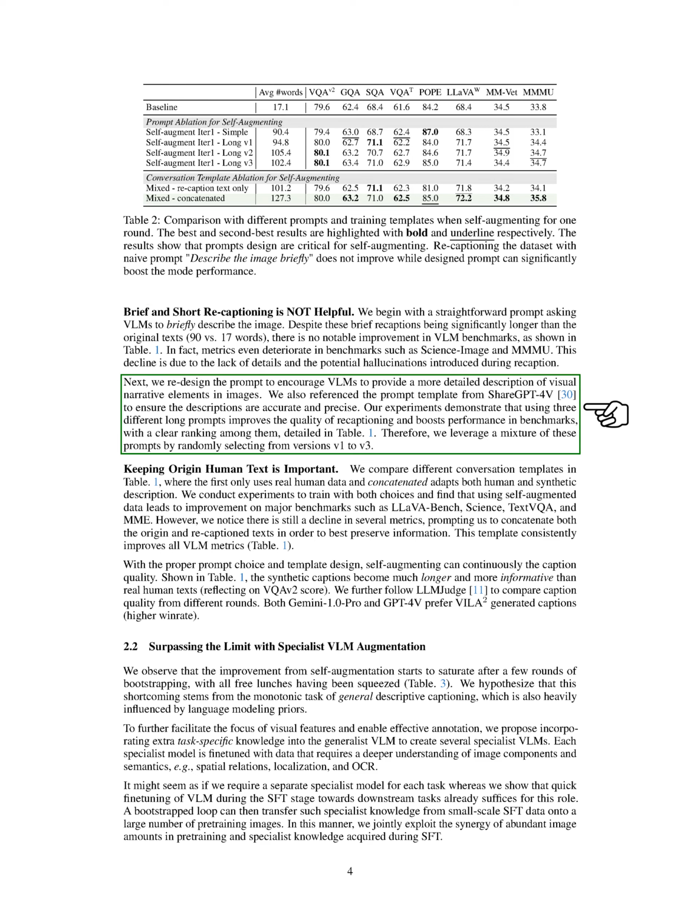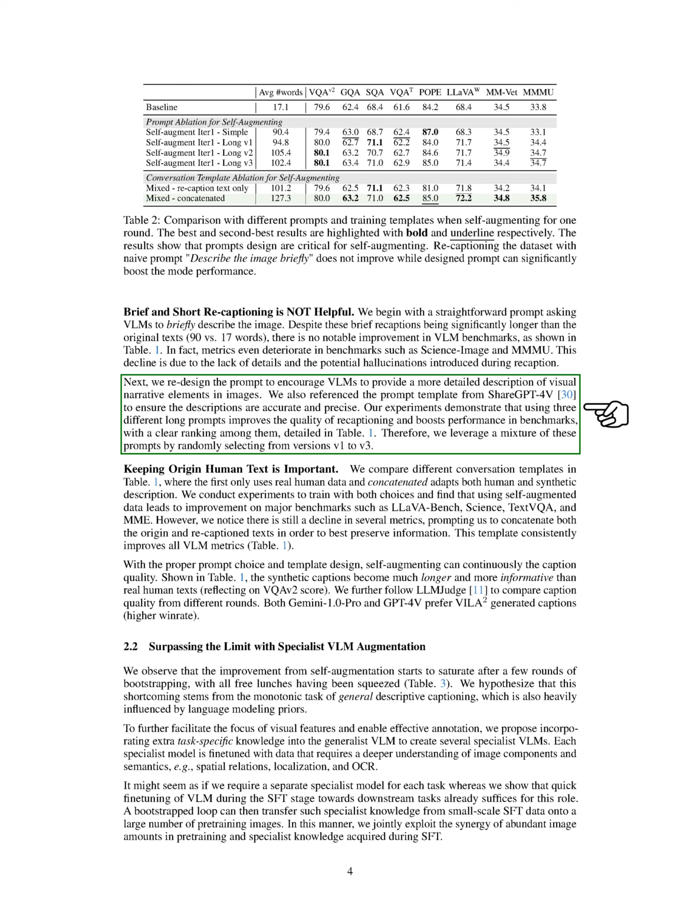Next, we redesigned the prompt to encourage VLMs to give a more detailed description of the visual narrative elements in the images. We also referred to the prompt template from ShareGPT4V to ensure accuracy and precision in the descriptions. Our experiments showed that using 3 different long prompts improved the quality of recaptioning and enhanced performance in benchmarks, with a clear ranking among them. Therefore, we decided to use a mix of these prompts by randomly selecting from versions 1 to 3.